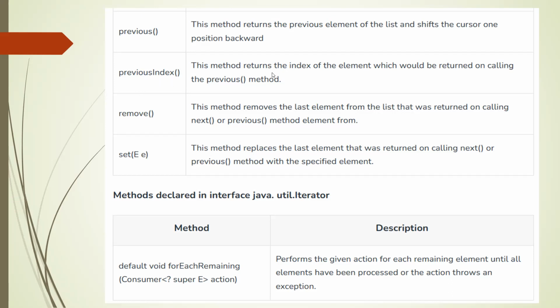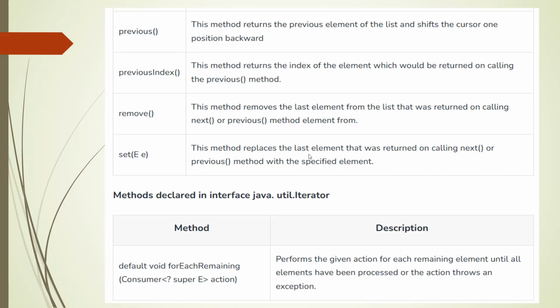previousIndex(). It is used to return the index of the previous element of the current element in the list. remove(). It is used to remove the last element from the list, which is currently pointed to by the cursor. So the element can be accessed using the next() method or the previous() method. Then we have to use the remove() method.